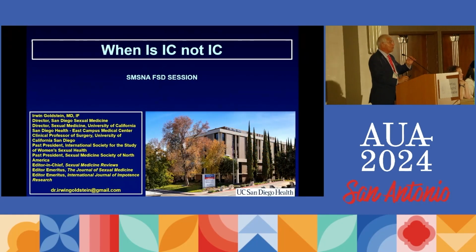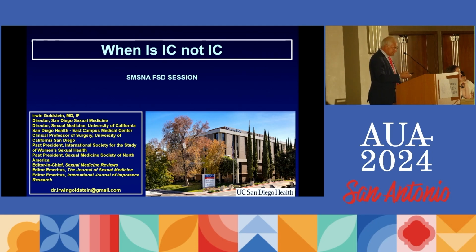Okay, raise your hand if you've seen, in the last month, just the last month, someone with urgency and frequency but negative urine cultures. And how many of you diagnosed IC? Raise your hand to that. And how many people responded to these weird instillations and other weird treatments for IC?